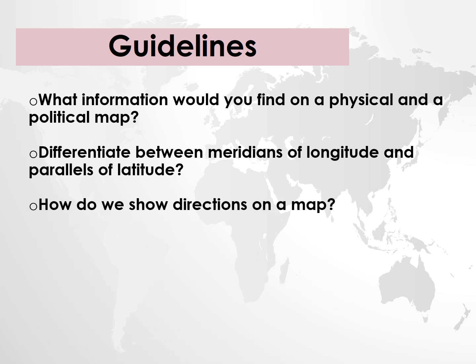So the next question is, how do we show directions on a map? We show directions on a map using the cardinal directions. What are the cardinal directions? These are the north, south, east and west. By looking at these directions, we can show in what direction a city or a country is in.